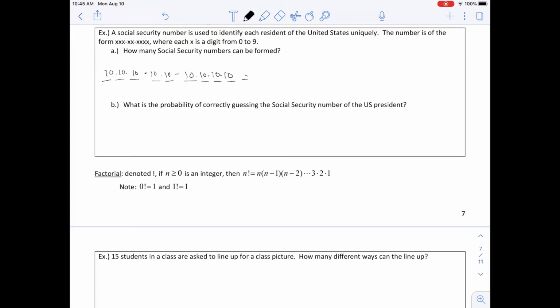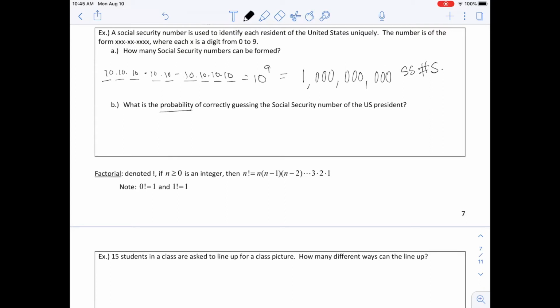Another way to do this would be to write 10 to the 9th power, which might be easier to put in on your calculator. When you multiply this out, you're going to get a very large number. You actually get 1 billion. This is going to be 1 billion social security numbers.